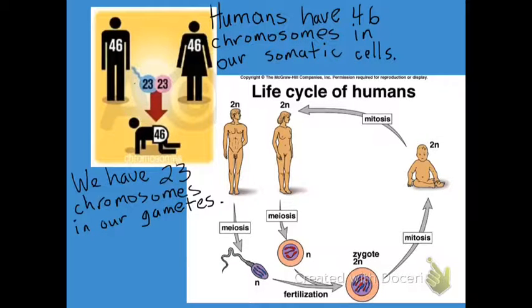Humans have 46 chromosomes in our somatic cells. Remember, somatic cells are everything besides our reproductive cells. And 23 chromosomes in our gametes. And you can see an egg and sperm combine to form the zygote. So they're going from diploid to haploid to diploid.